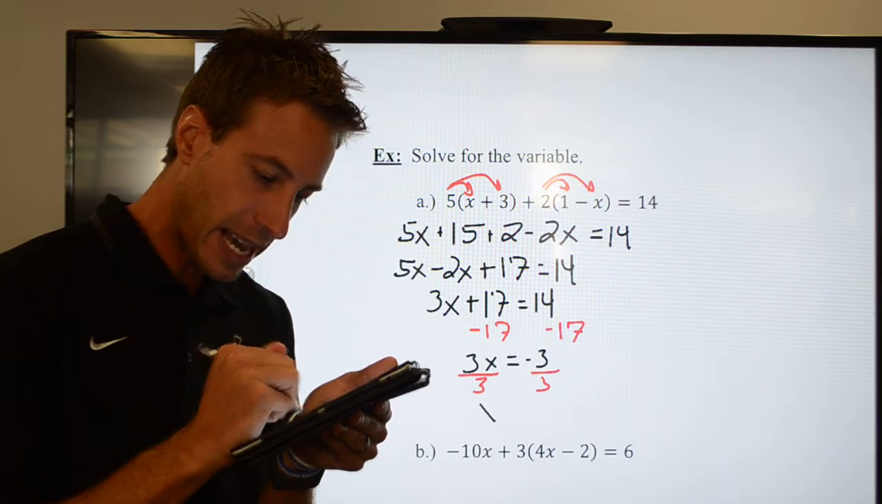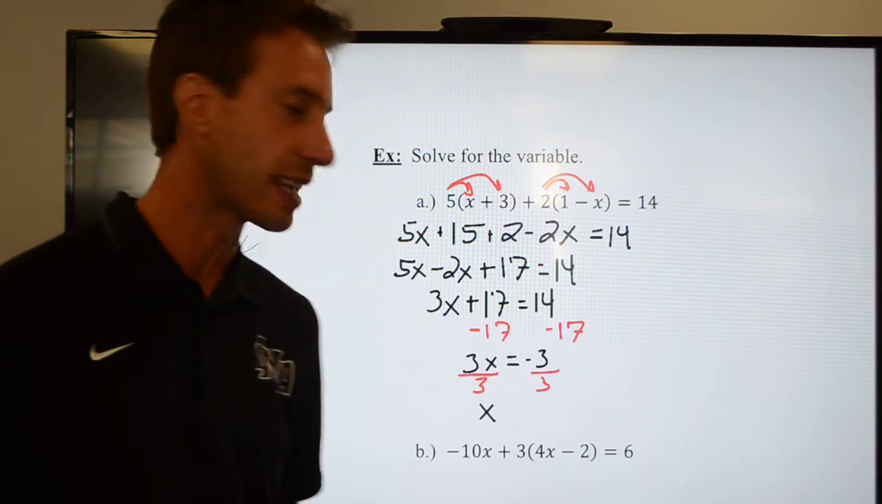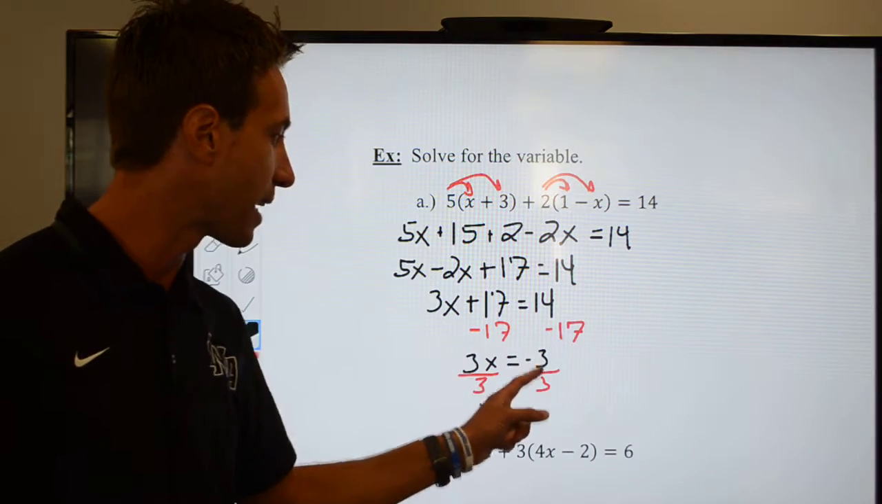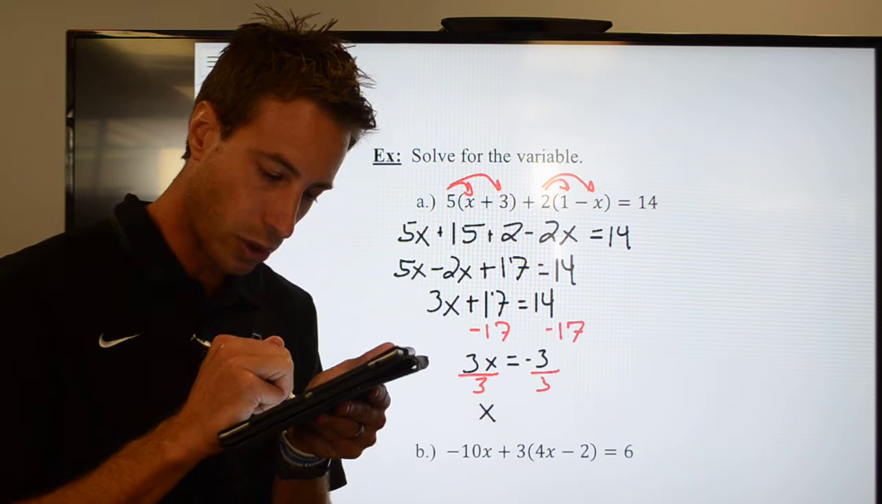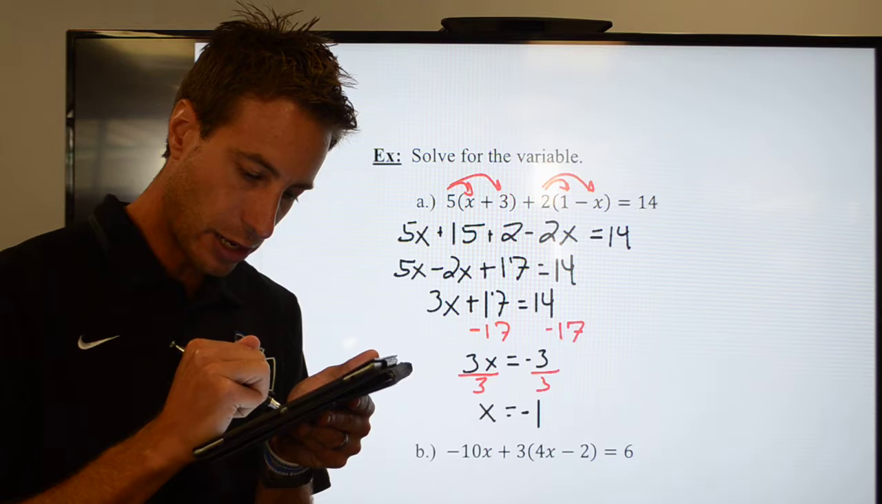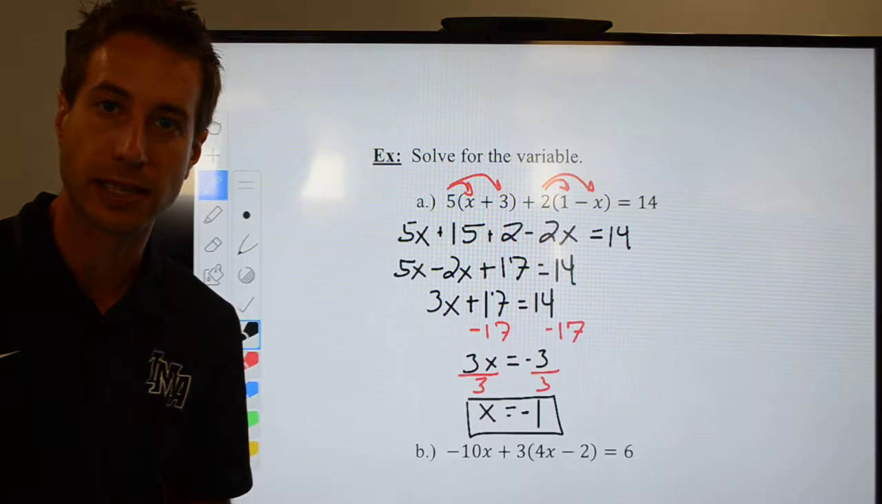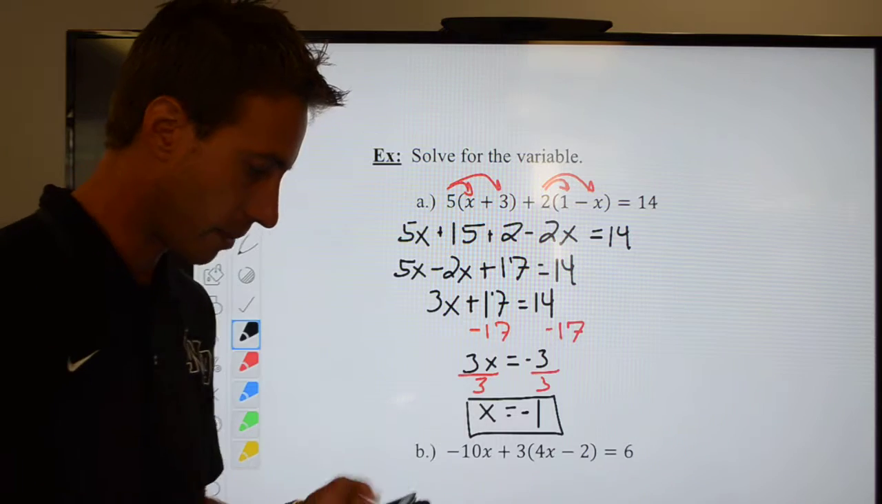That leaves me with the x all by itself over here. That's exactly what I wanted. I need to isolate that variable. I wind up with a negative 3 divided by 3 on the other side, which of course is a negative 1. And you have solved that equation for x by isolating the variable. Let's try another one.